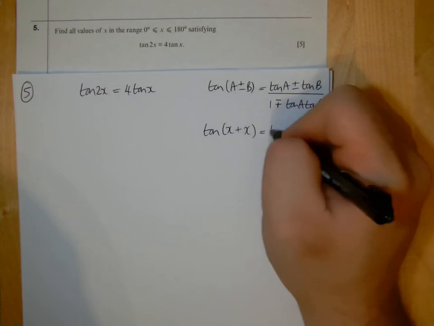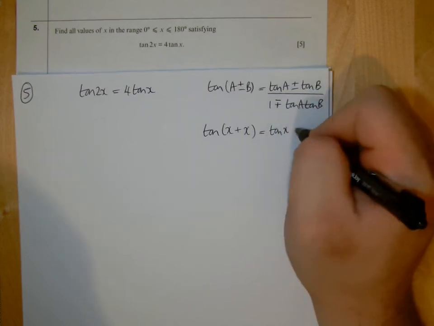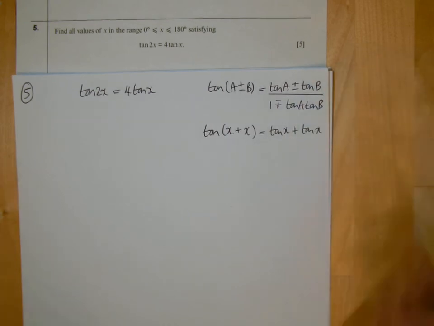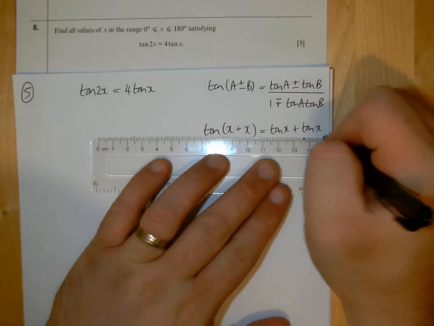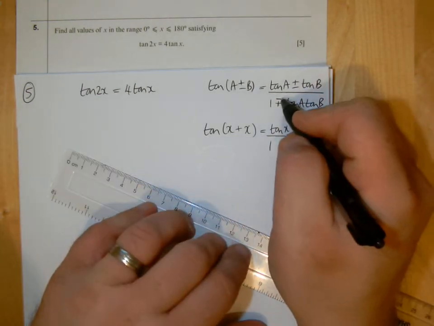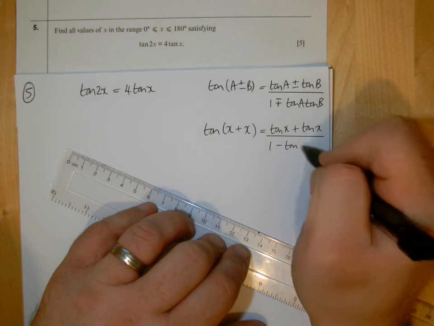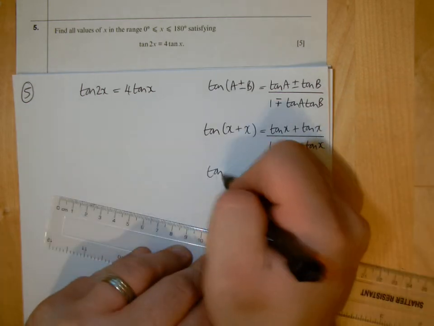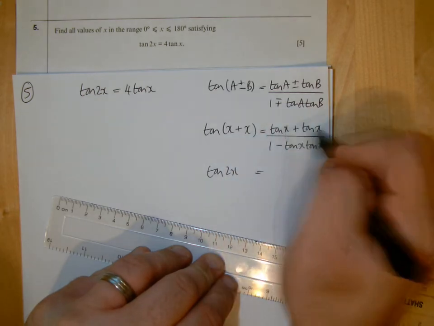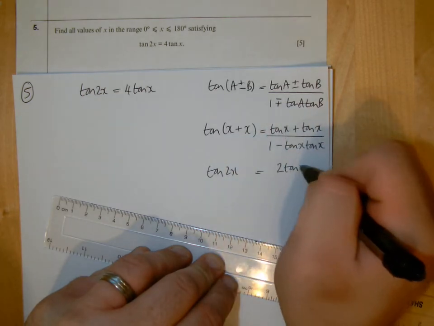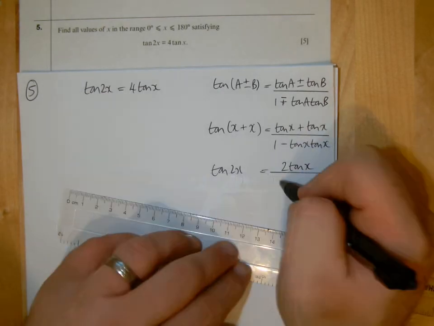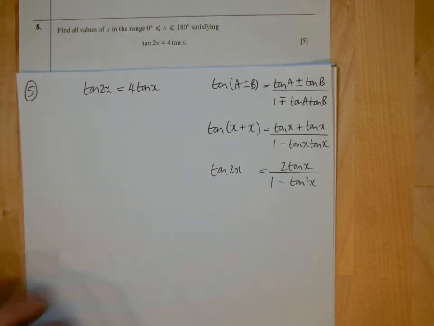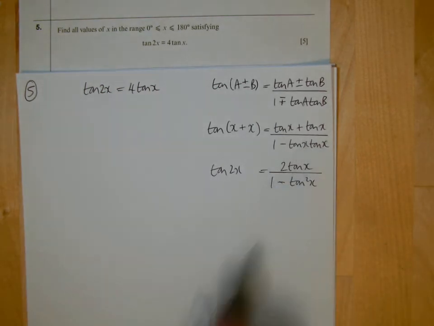So in here then, replace the a with x, choose the top option, replace the b with x. On the bottom then, 1, choose the top option, so it'll be a minus, tan a, so tan x, and tan b, so tan x. So you get your result then: tan 2x is equal to, on top, tan x and tan x is 2 tan x, and on the bottom 1 minus tan squared x, because they are multiplied.